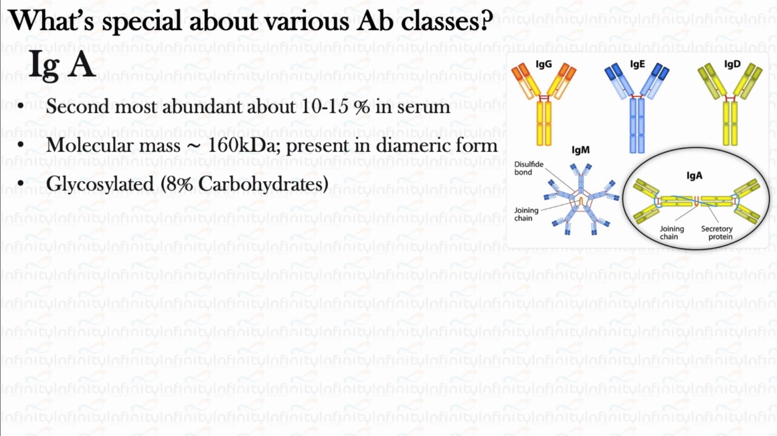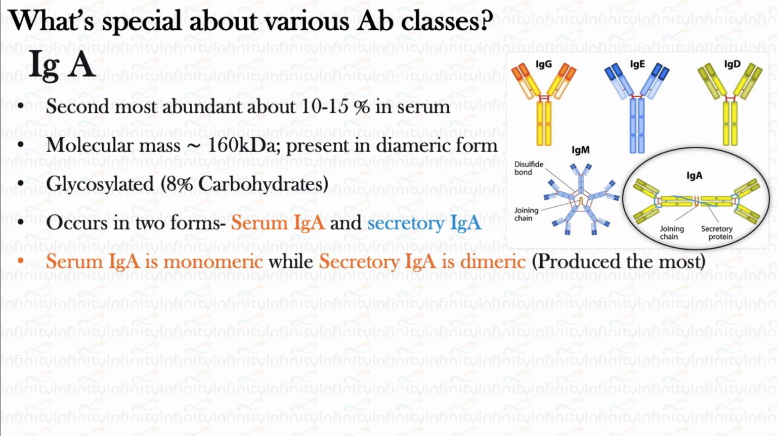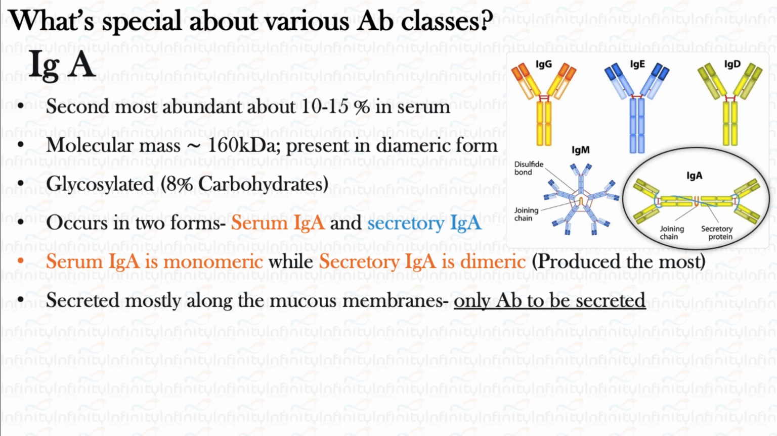However, the most fascinating thing about IgA is the fact that it is present in two forms: serum IgA and secretory IgA. The serum IgA is exclusively monomeric while the secretory IgA is dimeric. Secretory IgA, as a matter of fact, is the most commonly produced antibody of the body. Now, the secretory IgA is secreted along the mucous membranes and it is one of the only antibodies to be secreted in any sort of bodily fluid.